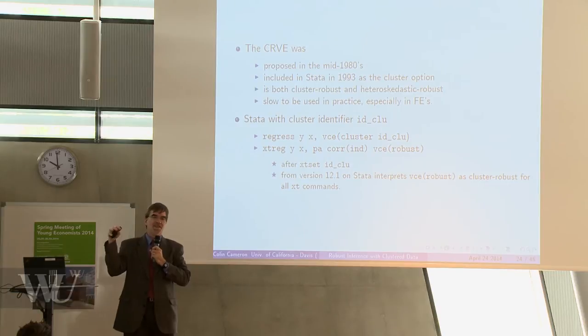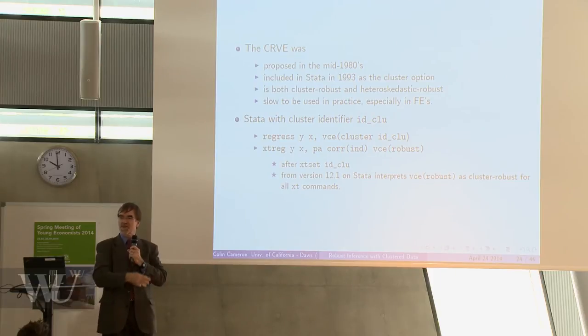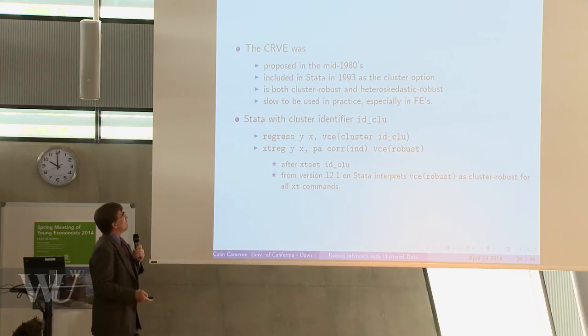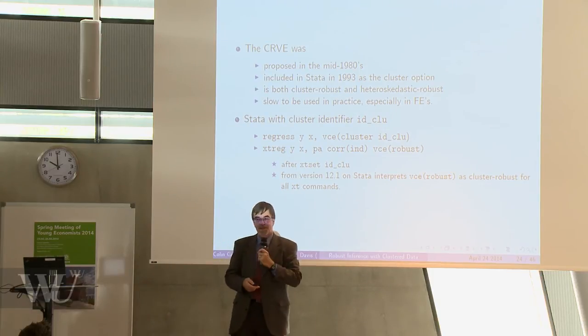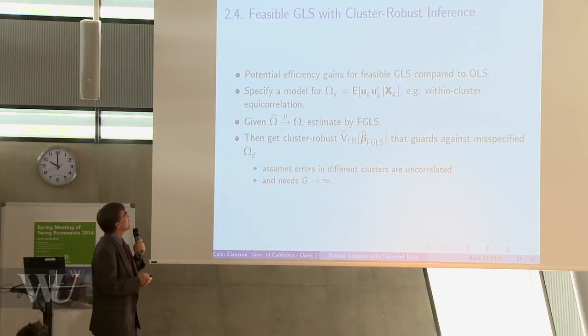But then there will be correlation in those census blocks. So survey people actually were aware of this, at least in the univariate case, in the 1960s. And so Rogers brought it in 1993 into Stata, at least for commands that did not have fixed effects.